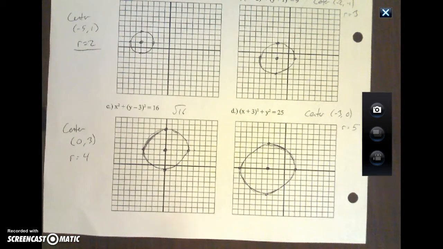So hopefully this helped. This is our last section of notes for Chapter 2 on circles. Just basic equations of a circle, we should be in good shape. So keep up the good work, and as always, good luck. We're all counting on you.